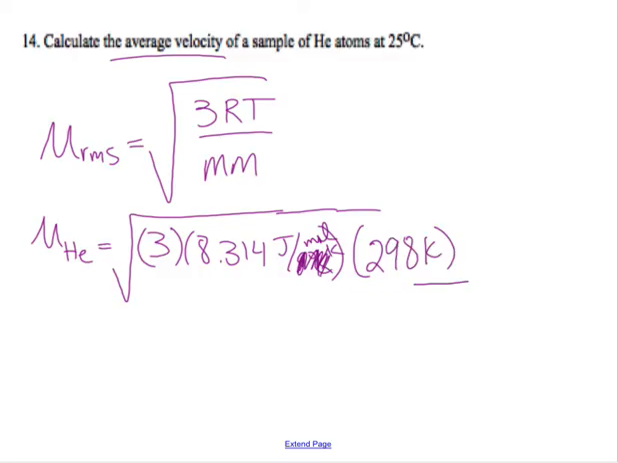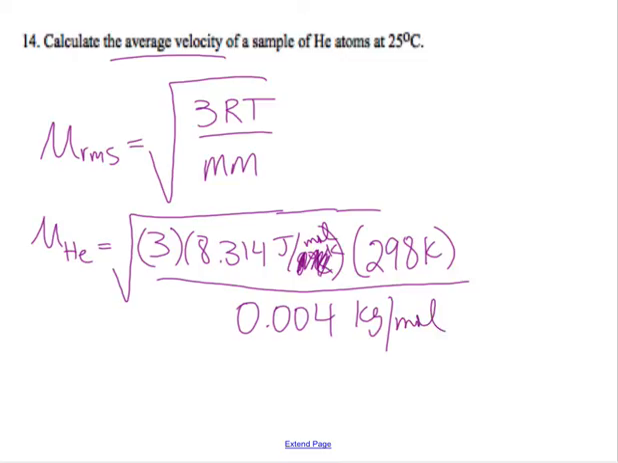Right. And what is the molar mass of helium? It's 4 grams per mole. I'm putting grams per mole in there. What am I going to put? Yes, 0.004 kilograms per mole. And so you saw how the units worked. We're going to get meters per second here.